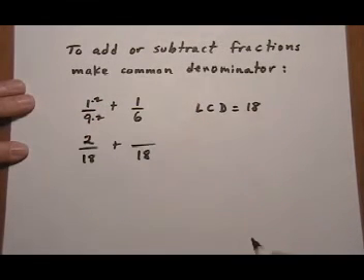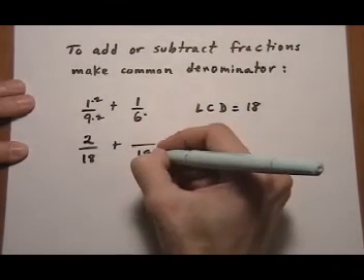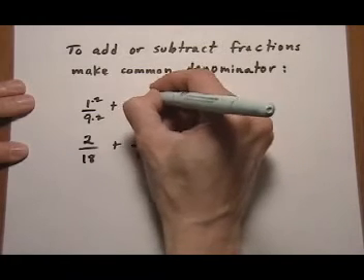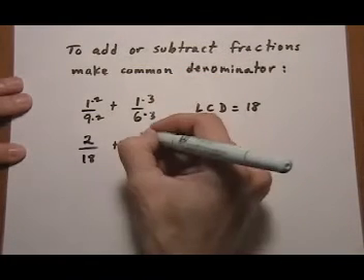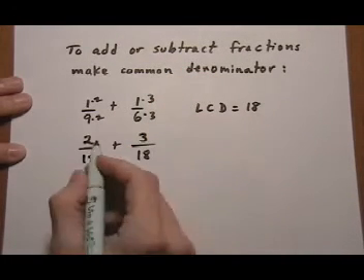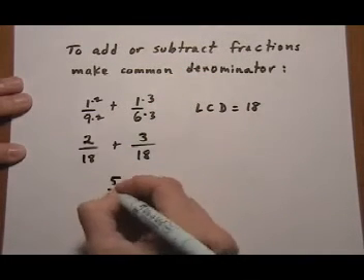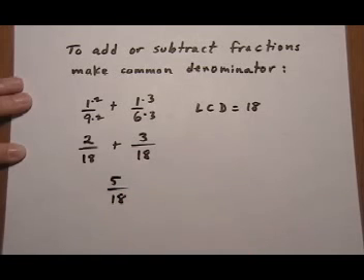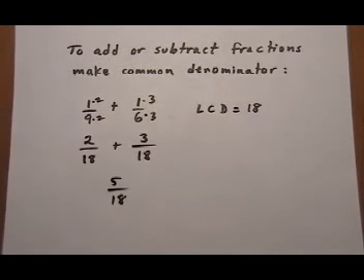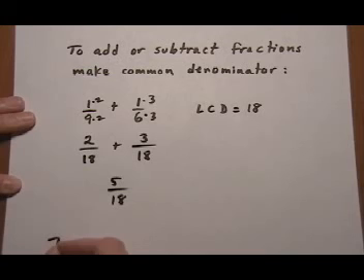So I get 2 over 18. 6, to turn 6 into 18, I need to do times 3, top and bottom. 3 over 18. And then I would go ahead and add the tops and keep the denominator. So we're going to use those same steps, but we're going to break it down. So section 7.3 is a bit of a transition.